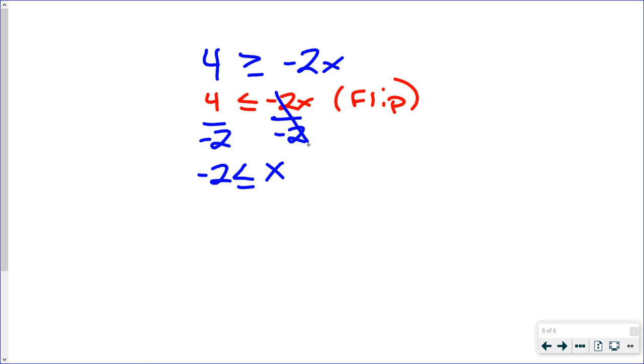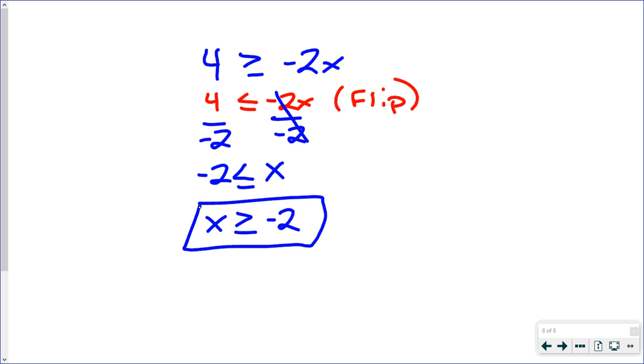And so there's my answer, but I don't want you to leave your answer like that. I want you to write your answer this way. And when I do that, I have to flip the inequality around. So the alligator was eating the x. I want it to still be eating the x. So when I move the x over here, I have to flip the inequality. And what you see is that the inequality ends up back where it started because I did a double flip. I flipped it the first time because the variable was being multiplied by a negative number. And then I flipped it the second time because I was moving the x from the right side to the left side. So that's an example of a problem where you would have to do a double flip.